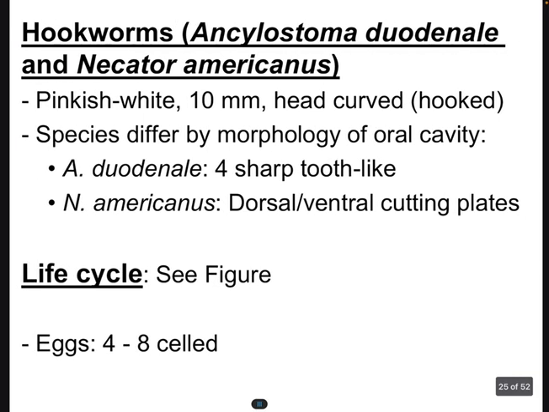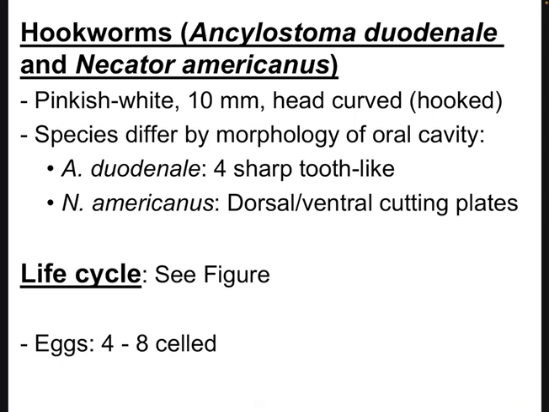Now we come to the hookworm. And we said the hookworms are of two types: Ankylostoma duodenale and Necator americanus. These are pinkish white, about 1 centimeter, that is 10 millimeters, very small. The head is curved, hooked. Hooked means like a loop, okay? The species differ by the morphology of the oral cavity. We have no work with that; it is the work of specialists in entomology.